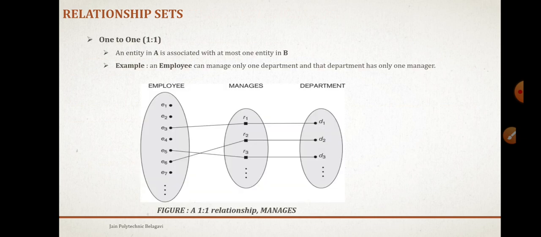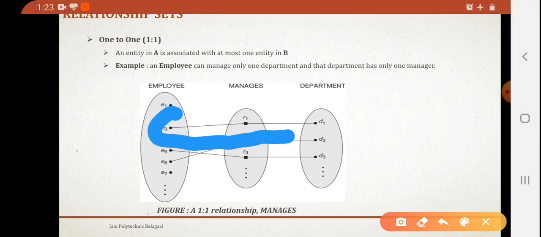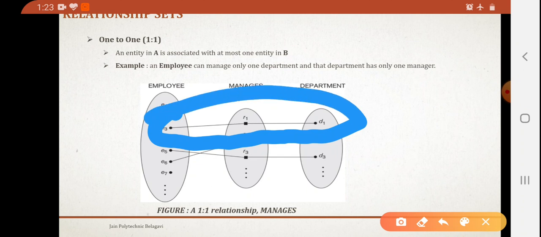The first one is one to one. An entity in A is associated with at most one entity in B. Let's take an example. An employee can manage only one department, and that department has only one manager. As shown in the figure, E3 manages the department D1.